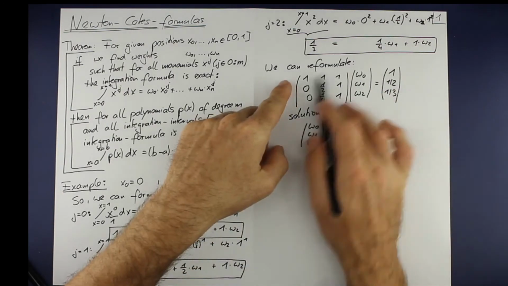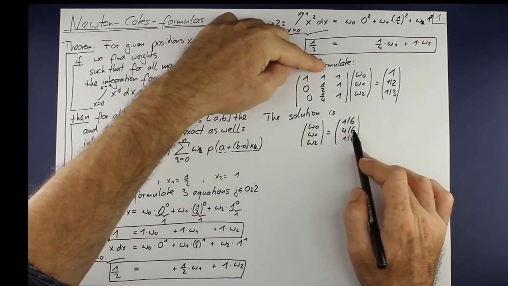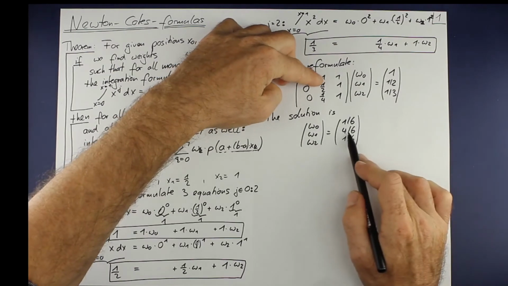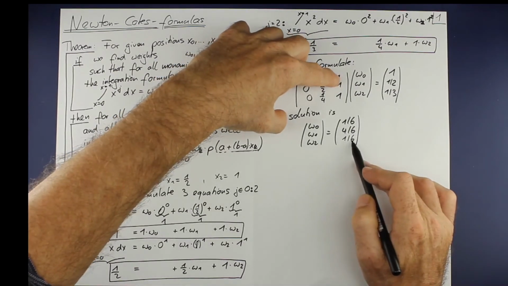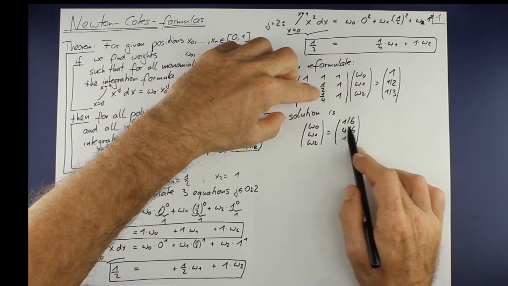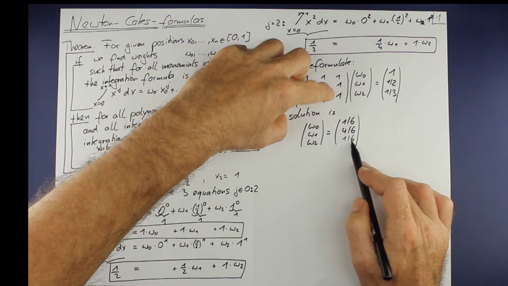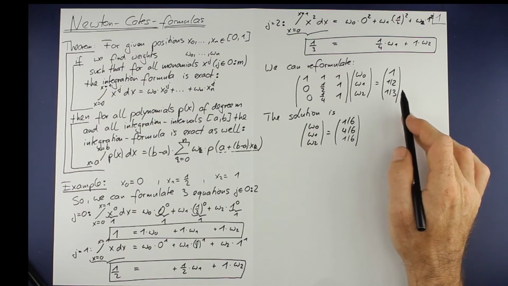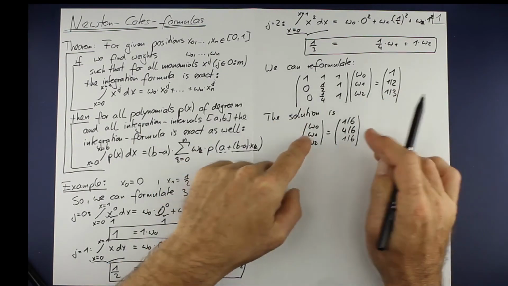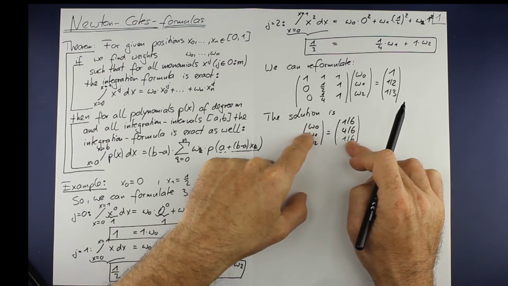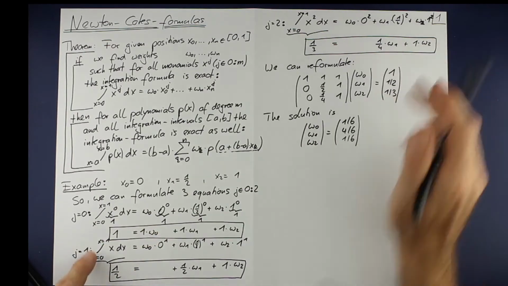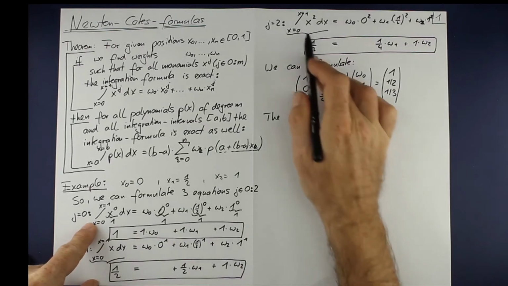Having the solution, you can easily check. 1 times that plus 1 times that plus 1 times that is 6 divided by 6. It's indeed 1. A half times that is 2 divided by 6 plus 1 divided by 6 is 3 divided by 6, so a half. And a quarter is 1 divided by 6 plus 1 divided by 6 is 2 divided by 6, so it's 1 divided by 3. So indeed, this is the solution of that system. So with this choice of omega 0, omega 1, and omega 2, these three equations are satisfied.